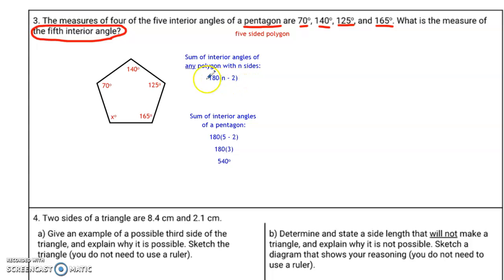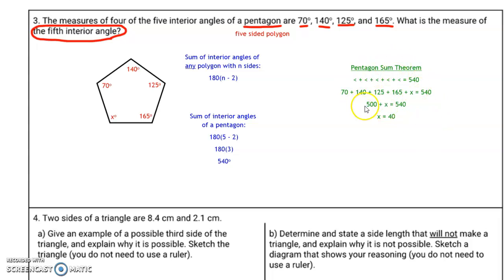180 times n minus 2 is the sum of the interior angles of any polygon. Well, for a pentagon, that n turns into a 5 because there's 5 sides and 5 angles. 180 times 5 minus 2, which is the same as 180 times 3, that's 540 degrees. So now what I need to do is use an equation to figure this one out.